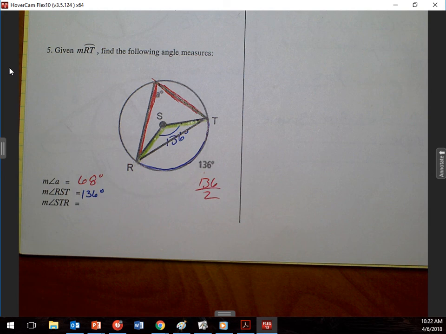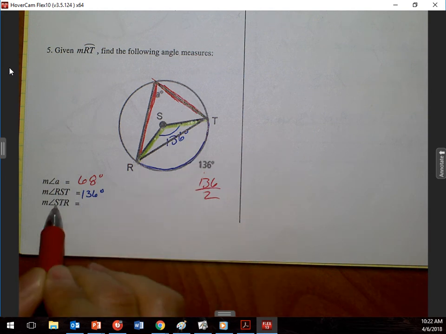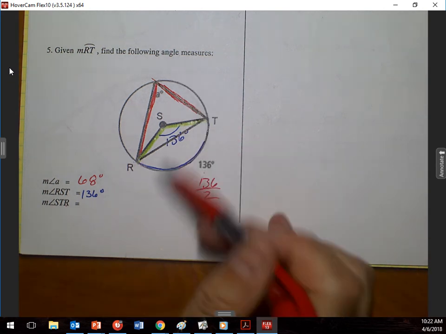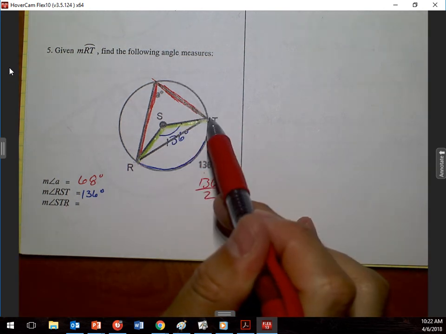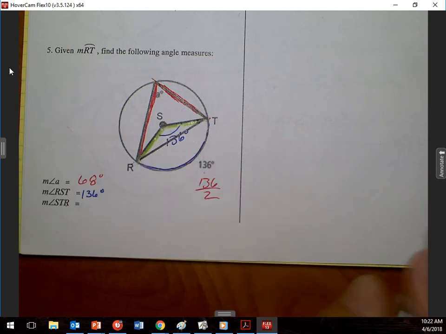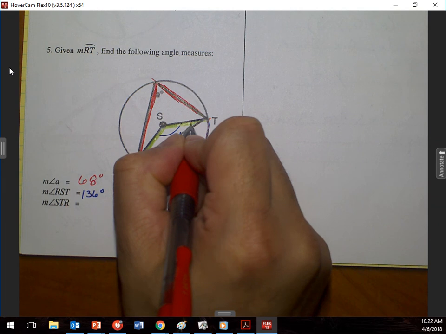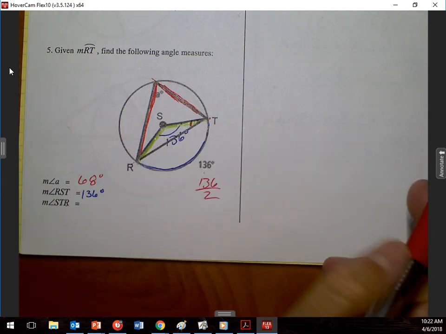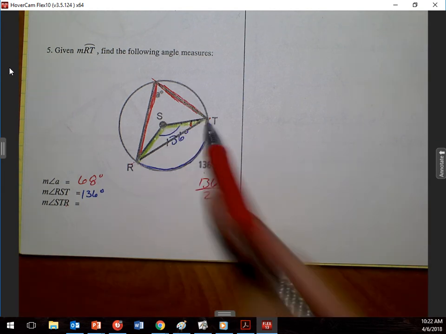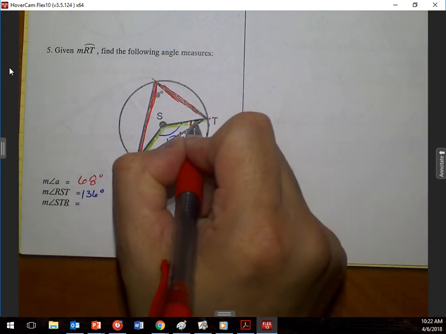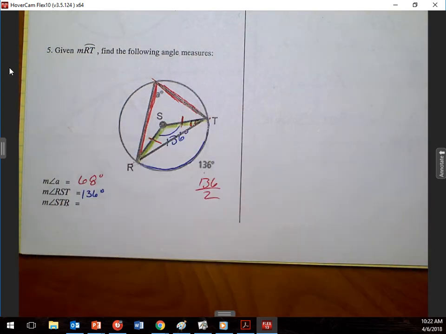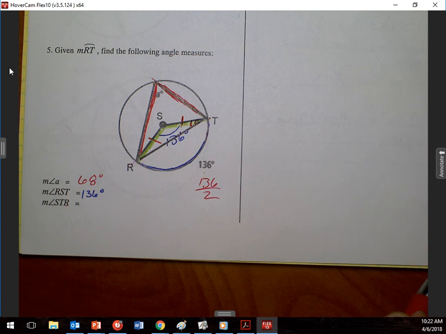Are we okay still? Yes, sir. Alright, the next one is going to be angle STR. So it's going to be this over here, just this little piece. Now, if SR is a radius, isn't ST also a radius? If I know it's a radius, I know that this radius is congruent to this radius. So those radii are the same.